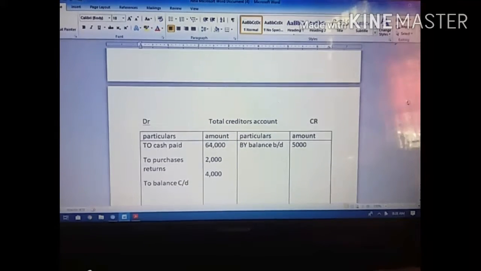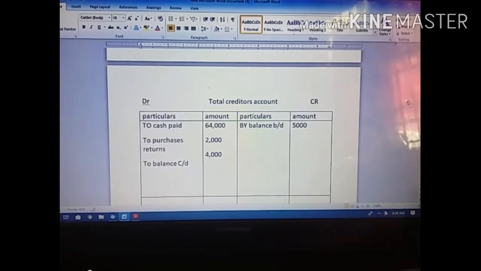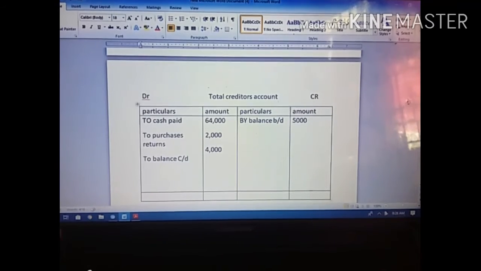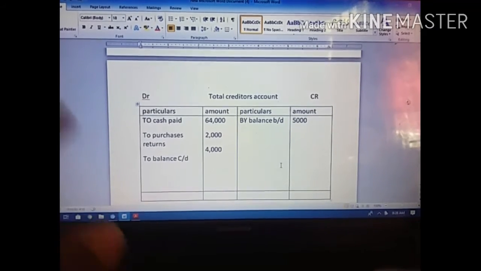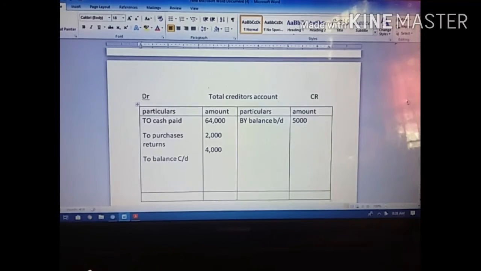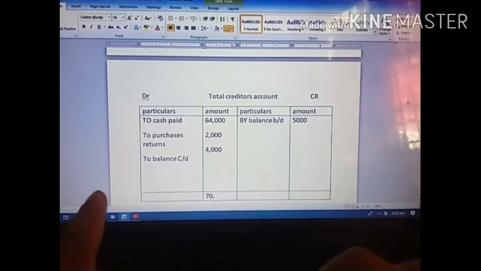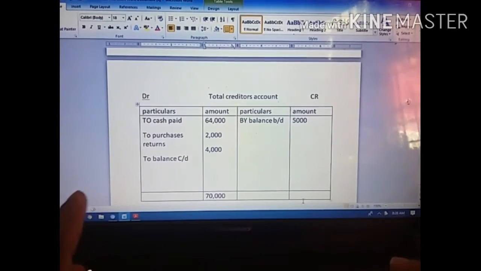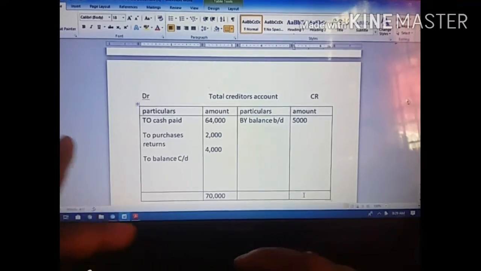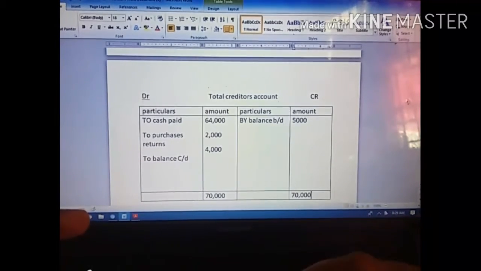So opening creditor, cash paid to creditor, purchase return, closing creditor. So all the amounts we have to enter. So now we are going to add the debit side separately, credit side separately. If you add the credit side you get only 5000. If you add the debit side you get 70,000. 64 plus 4, 68, 68 plus 2, 70. So 70,000 is there. So the highest value I have to post on both sides. So first I enter the highest value on both sides, then I have to subtract the lowest value from the highest value. So 70,000 minus 5,000, 65,000. So this 65,000 is a balancing figure.